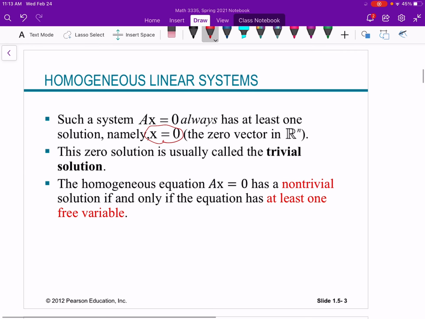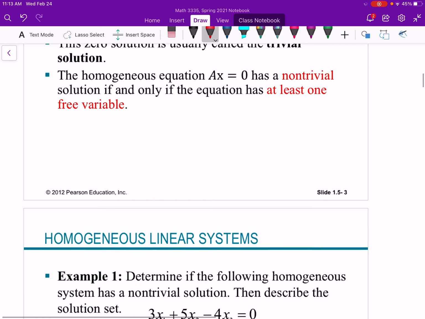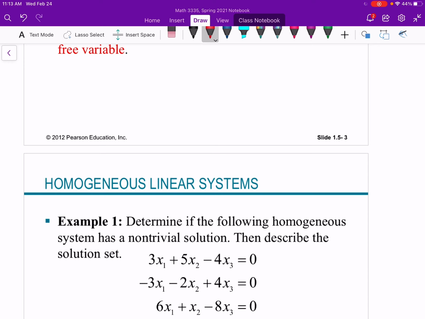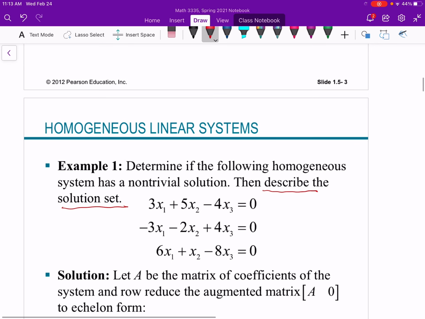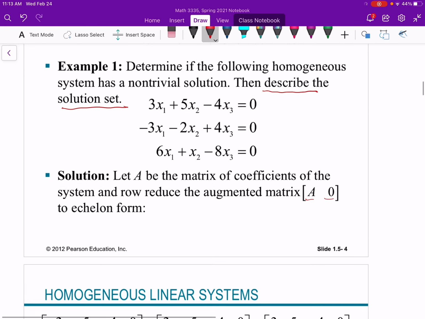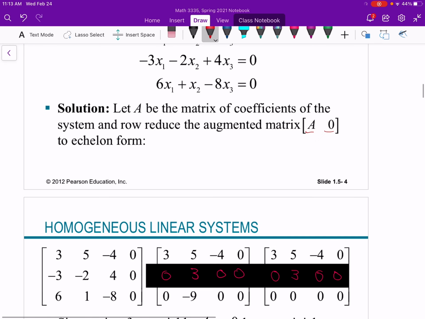Well, let's look at an example right here. Determine if the following homogeneous system has a non-trivial solution, then describe the solution set. The key is, how do we describe the solution set? Let A be the matrix of coefficients of the system, and row reduce the augmented matrix [A 0] into echelon form. It looks like this.